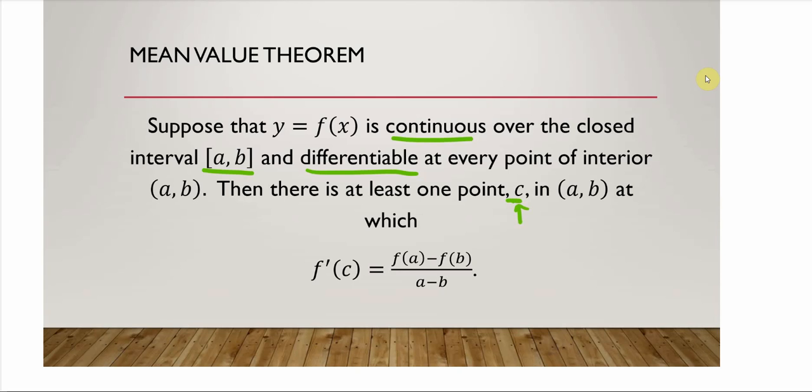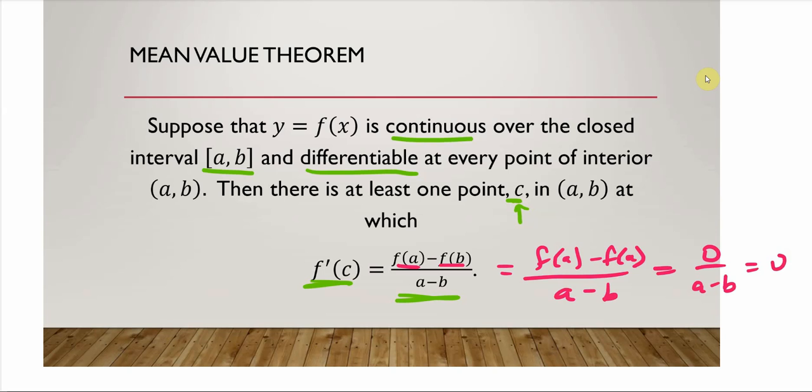That means that there's going to be a c, at least one of them, where the slope at c is going to be the same as the slope of the endpoints. Golly, that sounds very familiar. If I had done Rolle's theorem, that means that what? f of a minus f of b, because they're the same, I'm going to end up going f of a minus f of a, right? Because remember, f of b and f of a are the same. That means I'm going to end up with 0 over a minus b, and that's going to give me 0.